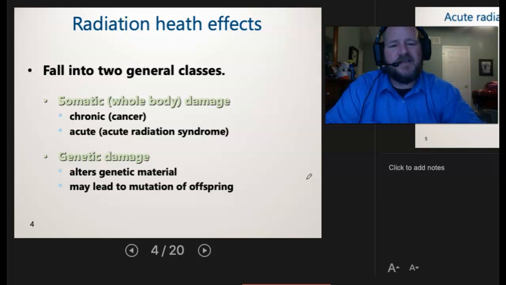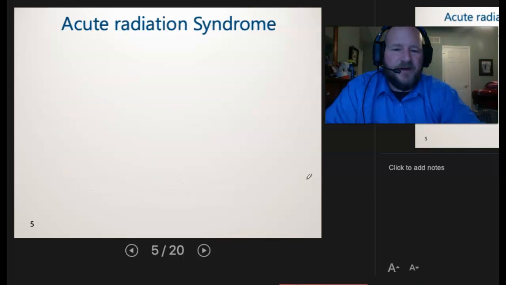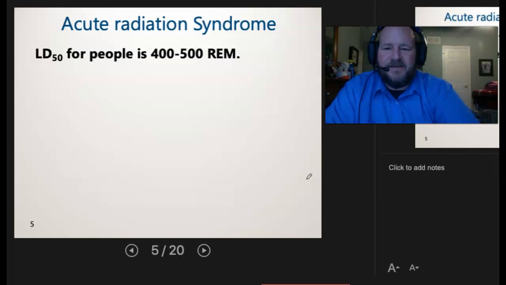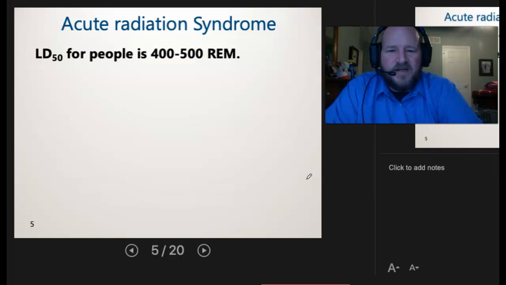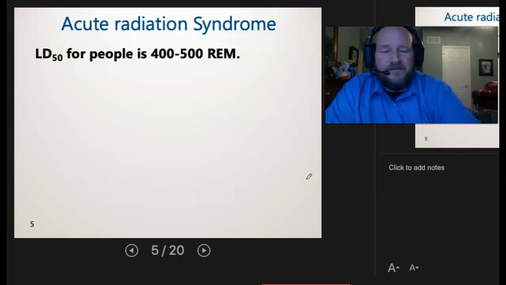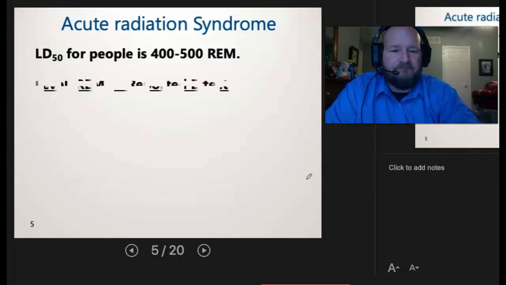This is what you'd most likely experience if you were always working with X-rays, gamma rays, or some other form of radiation. The first thing we look at is the LD50. The LD50 for people is 400 to 500 rem. If you don't know what an LD50 is, that's the lethal dose for 50% of the population. So half of us would be dead at an exposure between 400 and 500 rem.